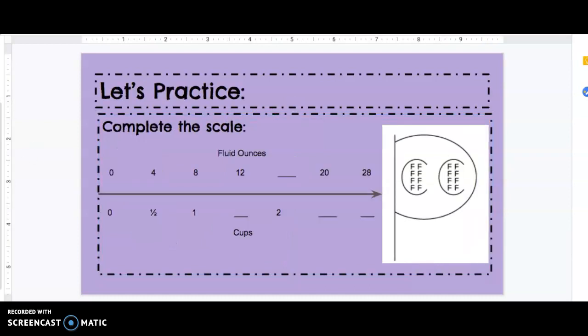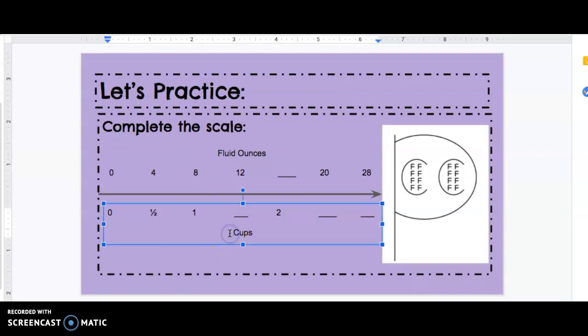Let's practice. I want us to take a minute to complete this scale. On top, our scale shows fluid ounces. On the bottom, our scale shows cups. I want you to pause the video, and work on converting the blank spaces in between from cups to fluid ounces and vice versa. When you're ready, press play.